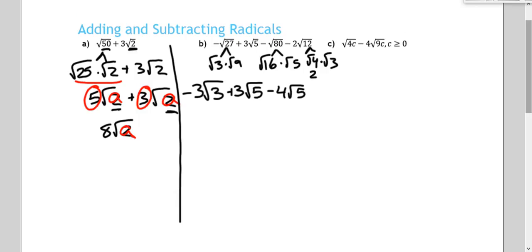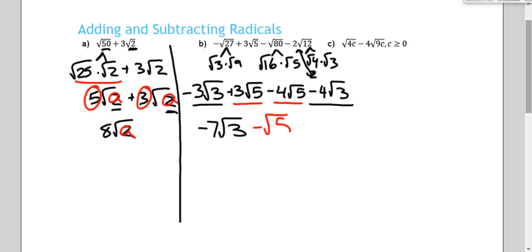Remember, this is 2, and these two multiply together to give us negative 4 root 3. We combine, so we can combine here and here, so that gives us negative 7 root 3, and then we can combine here and here, and that gives us negative root 5. Okay? Last one.